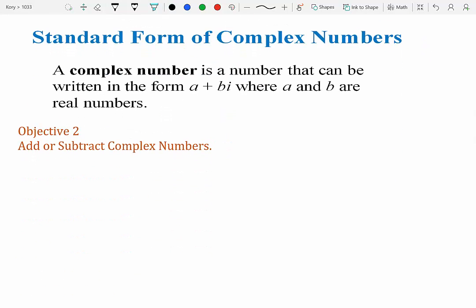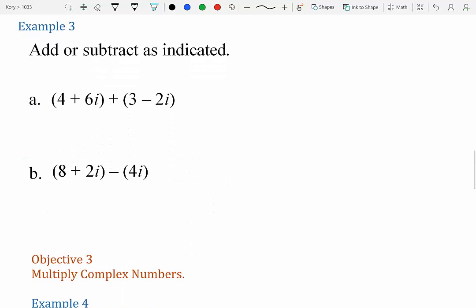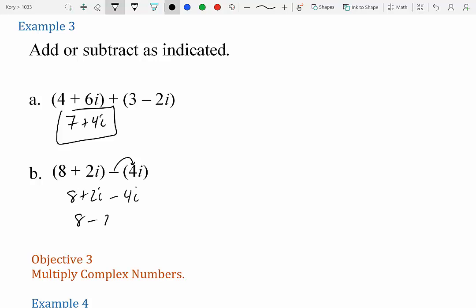Standard form of complex numbers. A complex number is a number that can be written in the form a plus bi, where a and b are real numbers. We're going to add or subtract these complex numbers. It has to be answered in standard form, so you need an a and you need a bi. If something's missing, you add in a 0 or a 0i. So we have 4 plus 3 is 7, and then 6i and -2i is 4i. Next, we have this negative, so we need to distribute it. So we have 8 plus 2i minus 4i. So we have 8 minus 2i.